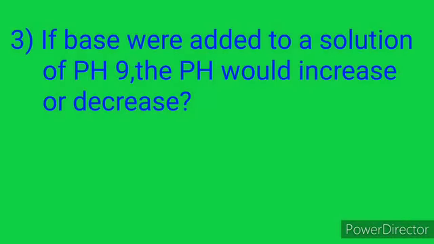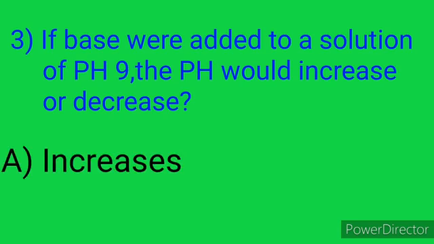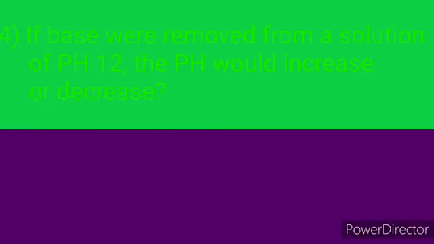And next, third question. If base were added to a solution of pH 9, would the pH increase or decrease? Yes, the pH value increases. Why? Because when we add base to a solution of pH 9, it increases the OH- ions. So, when the OH- ions increase, the pH value also increases.